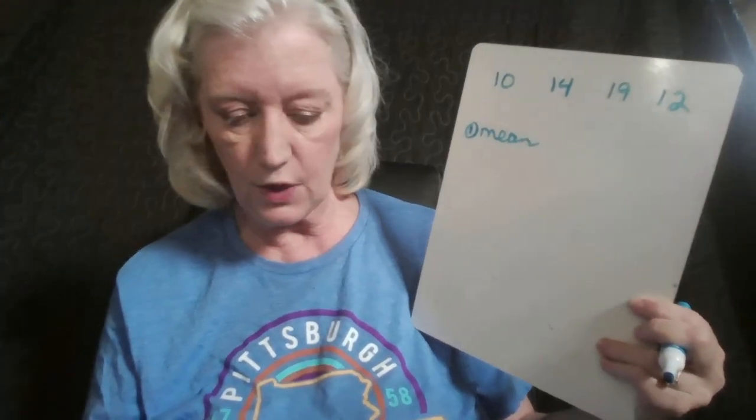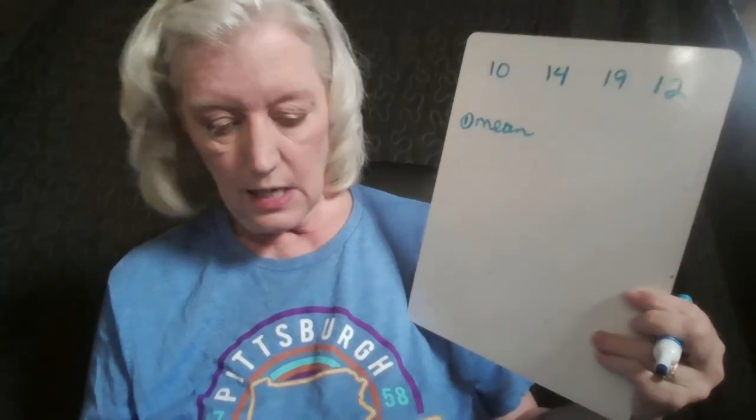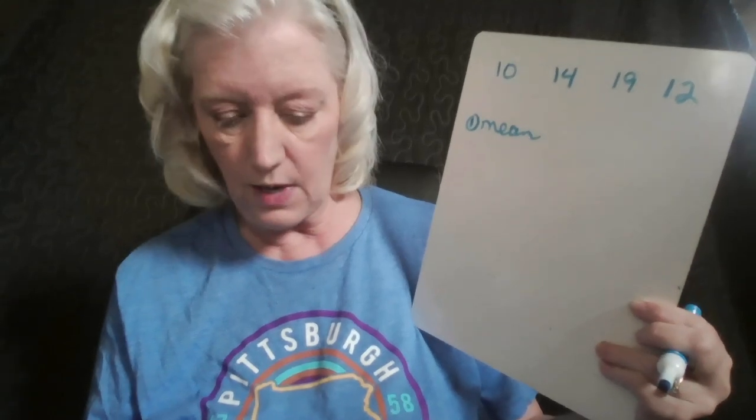for sure. 10 plus 14 is 24, plus 19 plus 12 equals, divided by 4 equals 13.75. We'll go ahead and leave that at 13.75 since it is a discrete number and it doesn't continue on. Okay, so then what we have to do, step 2, subtract each number from the mean.